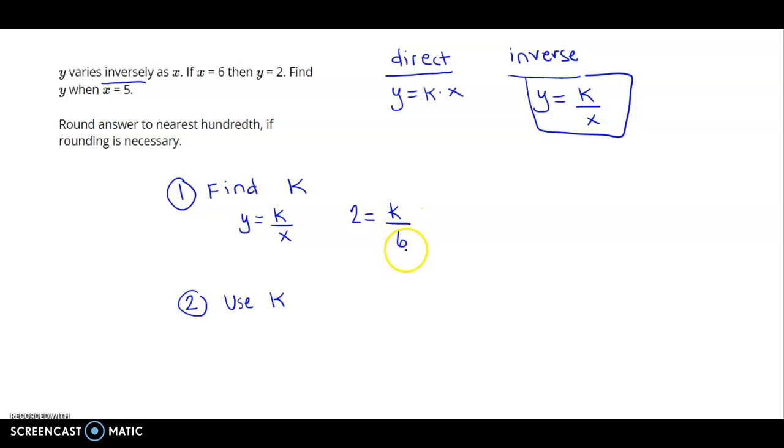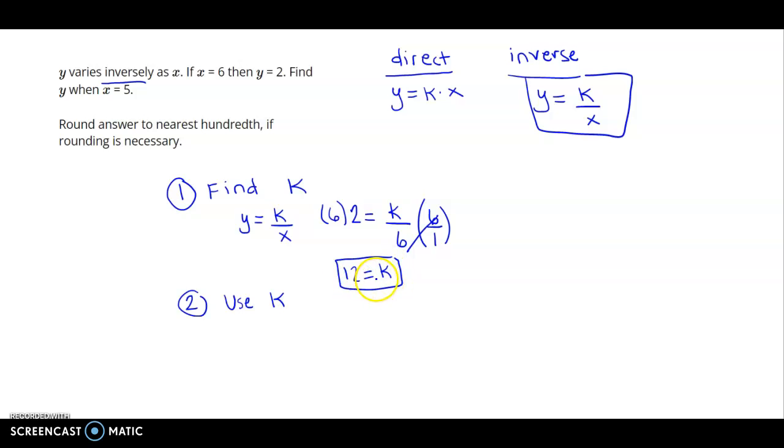Now we need to solve for k. Because that's in the denominator, we can multiply by 6, or 6 over 1, and we have to do that to both sides. 6 over 1 is the same thing, but it makes it simpler. So the 6's cancel there. 6 times 2 is 12, and that equals k. So that's our first goal, we found the constant k.